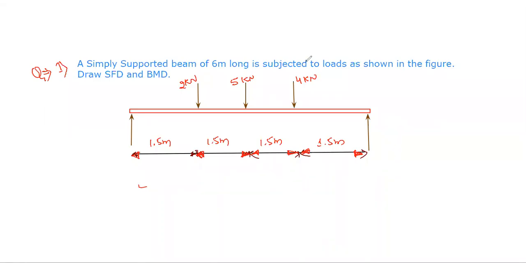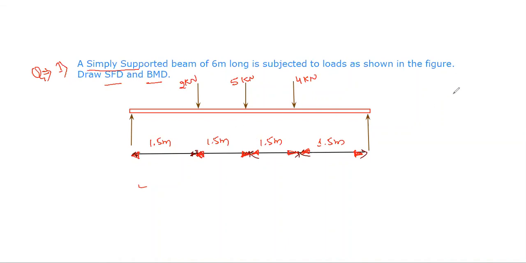In the previous class, we calculated the shear force diagram and bending moment diagram for a cantilever beam. In this class, we'll see a numerical on how to draw the shear force diagram and bending moment diagram if the given beam is a simply supported beam. As you can see in this figure, this is a simply supported beam.